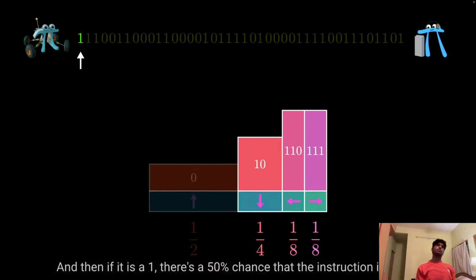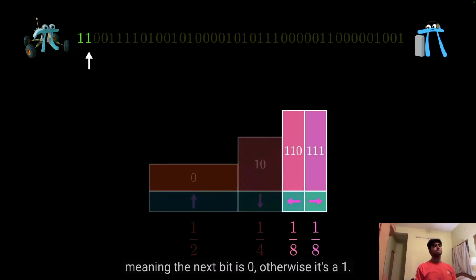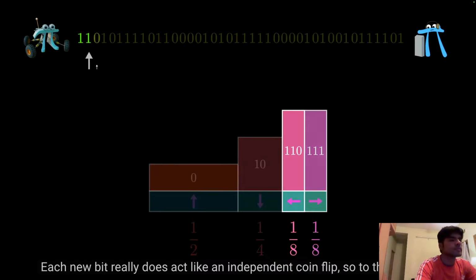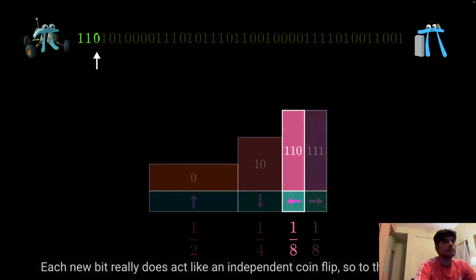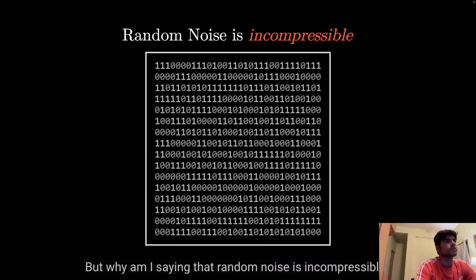And then if it is a 1, there's a 50% chance that the instruction is down, meaning the next bit is 0, otherwise it's a 1. And so on. Each new bit really does act like an independent coin flip. So to the receiver, that compressed bit stream really is indistinguishable from random noise. But why am I saying that random noise is incompressible?